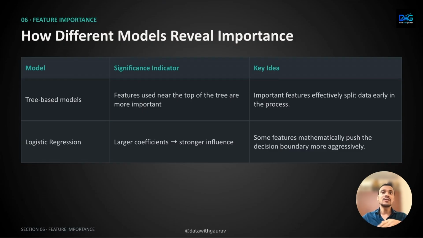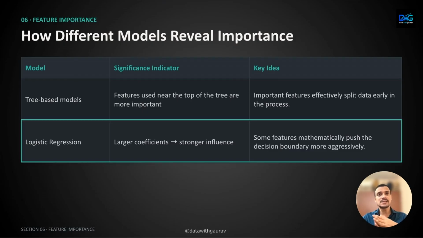Now, let's look at logistic regression. Unlike a decision tree, logistic regression does not split the data. Instead, it learns a mathematical coefficient for every feature. And these coefficients indicate how strongly each feature influences the model's prediction. So, in general, the larger the magnitude of a coefficient, the greater the feature's influence on the decision boundary. Features with small coefficients typically have very little impact on the final prediction.